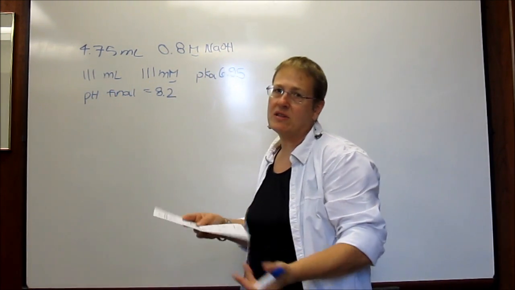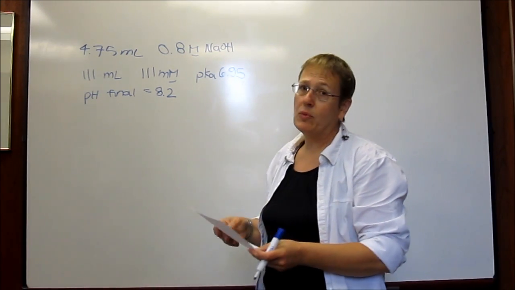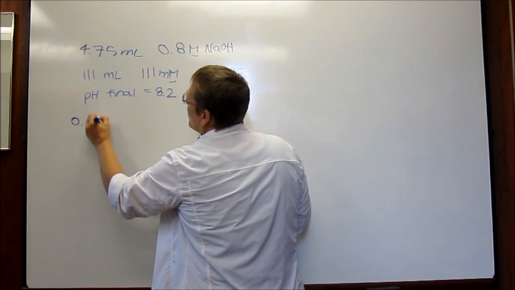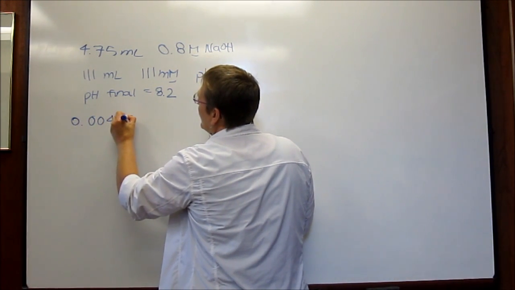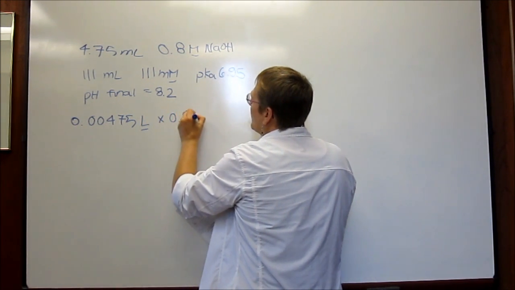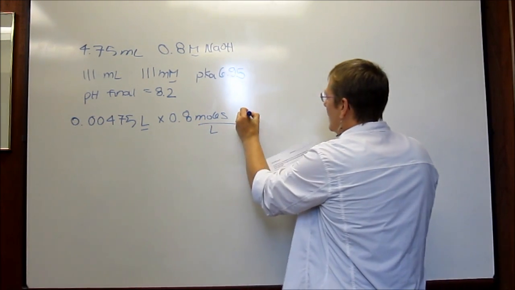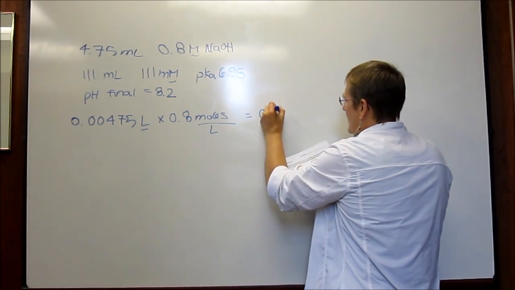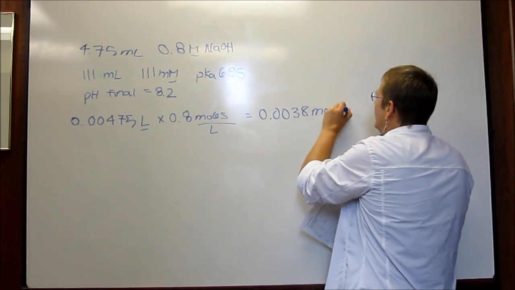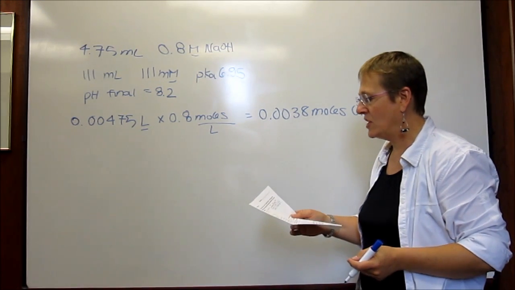So what we have to do here is figure out what our knowns are. We know that we've added a certain number of moles of OH, so let's calculate that. We have 0.00475 liters at 0.8 moles per liter of OH added, which is equal to 0.0038 moles of OH added to the solution to bring about that pH change.